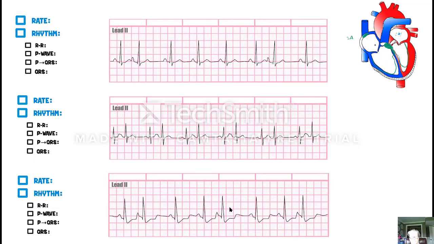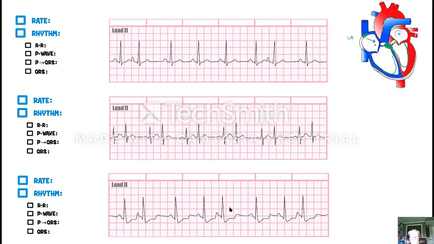Now, generally the SA node is the pacemaker of the heart. It sends the action potentials to the AV node, and it's at a specific rate. So we want it to be about 60 to 80 beats per minute, and it keeps it at that rate. Sometimes, basically, whenever this little ectopic focus becomes agitated for some reason.